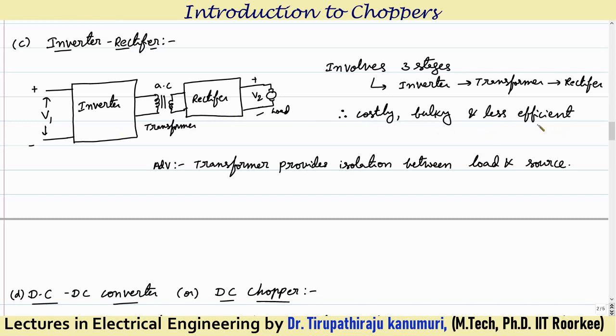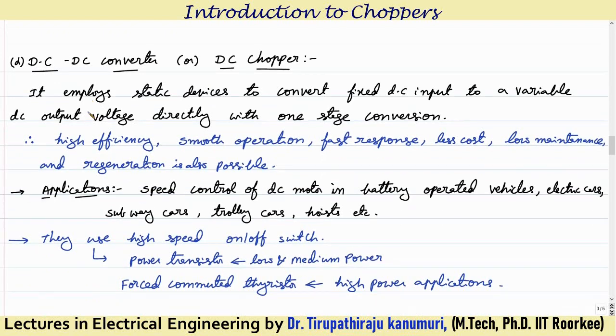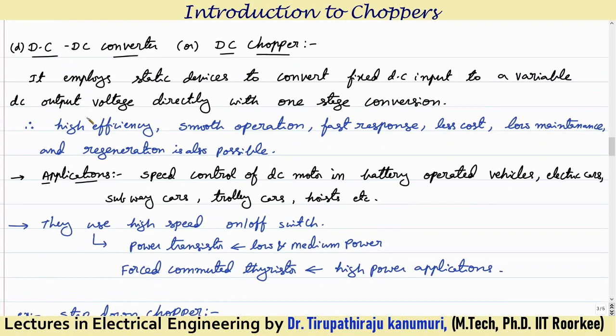But the only advantage of this method is this transformer will provide the isolation between the load and the source, except that remaining all are disadvantages. So this one is also not used in practice nowadays. It used to be used in olden days. So what is the best option to go?